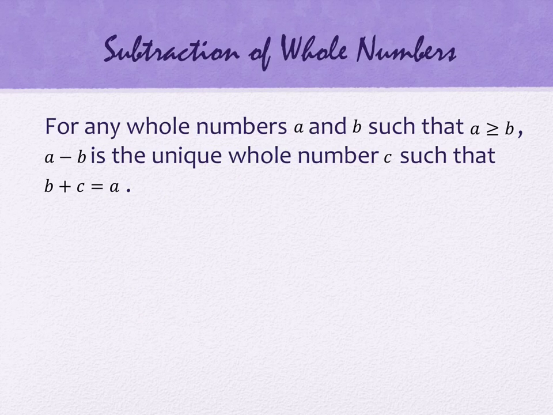Subtraction of whole numbers. For any whole numbers A and B, where A is bigger or equal to B, A minus B is the unique whole number C such that B plus C equals A. This definition is exactly how students think about subtraction when they first are working with it for the first time.